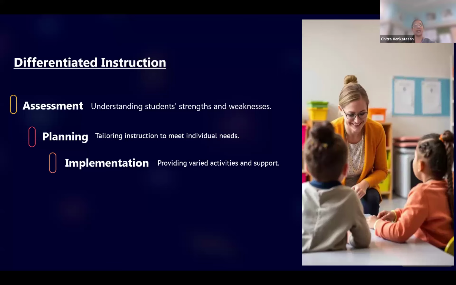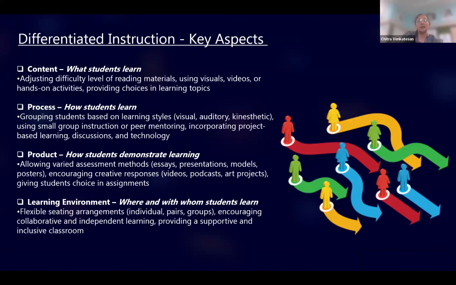Once we assess the kind of learners in our classroom, we need to also plan. We need to plan our instruction properly, so that it is tailored to the needs of the learners. And then we need to have varied activities incorporated in our planning, and have them implemented in the classroom in a better way, and we can support our learners. Further, let us discuss the key aspects of differentiated instruction.